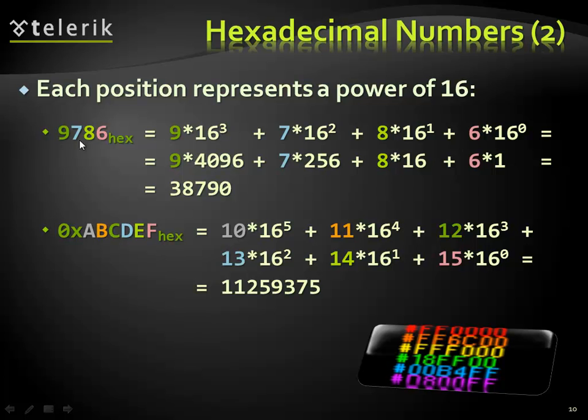So if we look at the number 9786, we can see, let's start from the least significant, which is 16 in the power of 0. That means we have 6 times 1. And then we have 8, which we are multiplying in 16 in the power of 1. That's the second place. That means 8 times 16. And so on and so forth. That's how we construct the number.